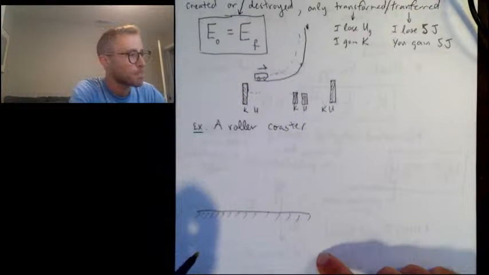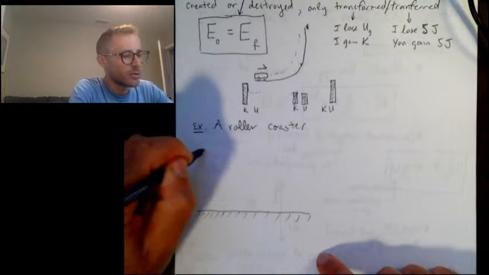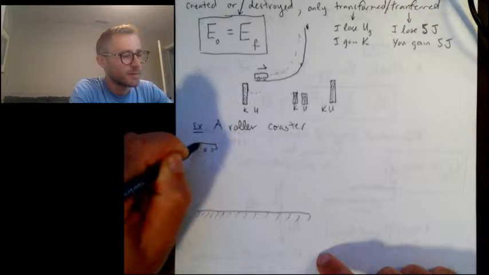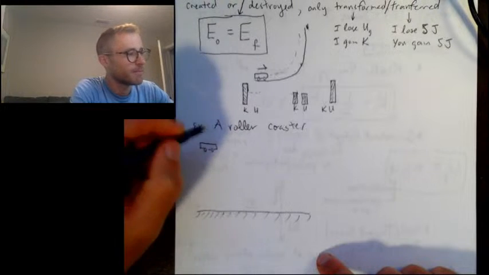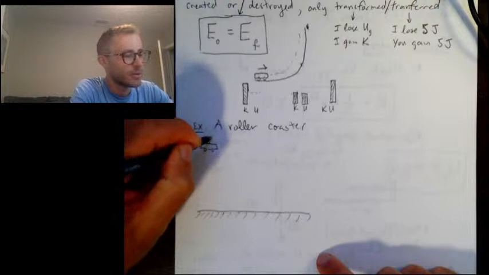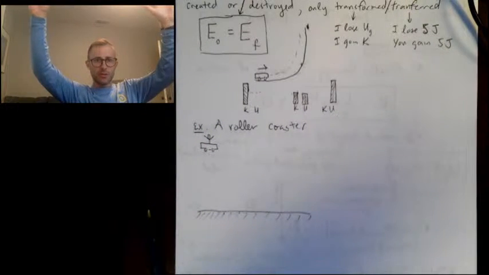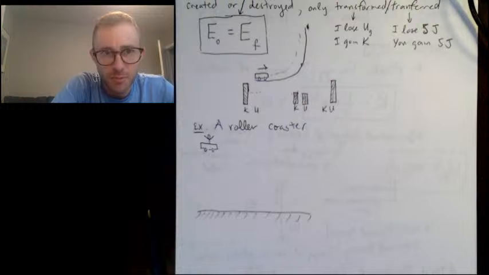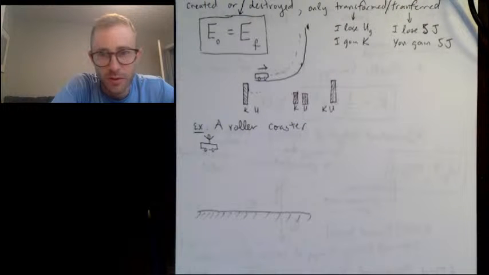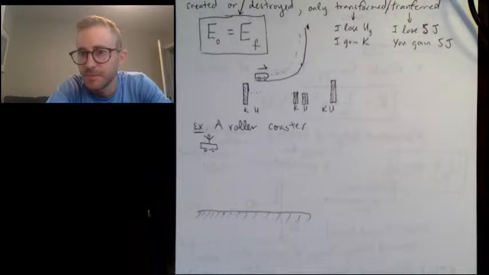Okay, and the roller coaster cart starts out right here. There's a person in it who's very happy. They're an arms up person on a roller coaster. Anyone else an arms up person on a roller coaster? Or are y'all arms down?